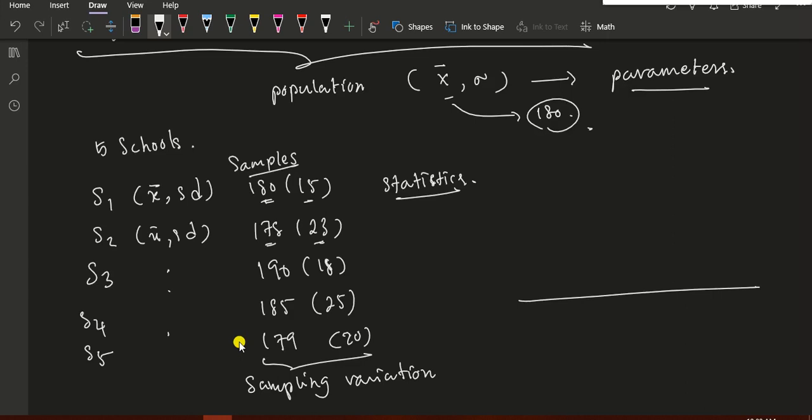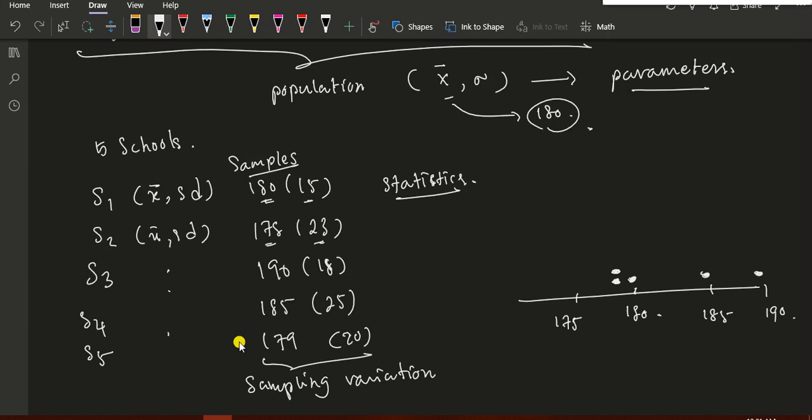So we are going to create a distribution based on the sample statistics. Okay, so this is 180, say this is 175, this is 185, this is 190. So we got 181, say 178 around here, 191, and 185 here, and 179, so around here. So this is the distribution, the sampling distribution.